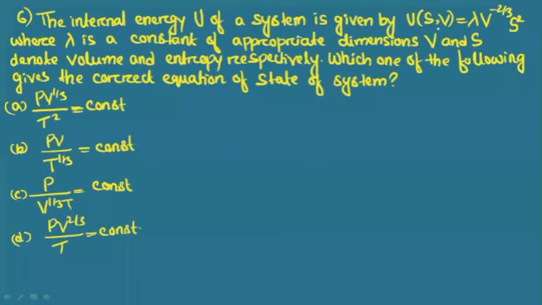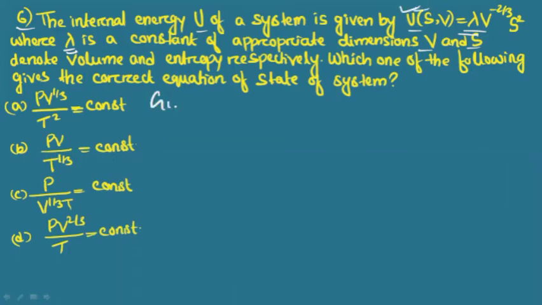So now let's see question number 6. What is said here? The internal energy U of a system is given by U equals lambda V to the power minus 2 by 3 S square. This is the internal energy. Lambda is a constant of appropriate dimension. V and S are the volume and entropy. So you have to find which of the following is the correct equation of state for the system. You have 4 equations of state. You have to choose the correct equation of state for the given system, which has this internal energy.